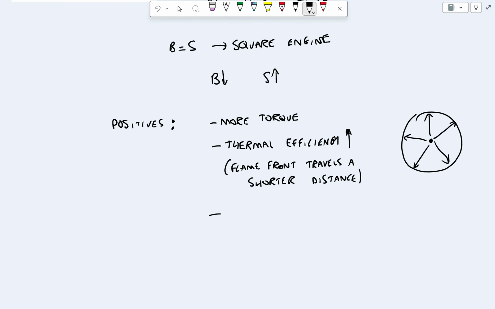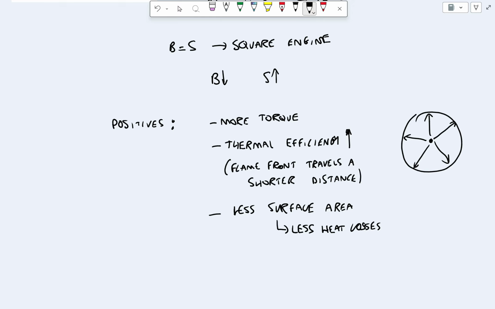One last positive is that there is also less surface area in your chamber. Okay, so less surface area in the clearance chamber at the top, and that allows us to have less heat losses. And less heat losses are a good thing in order to improve our combustion.